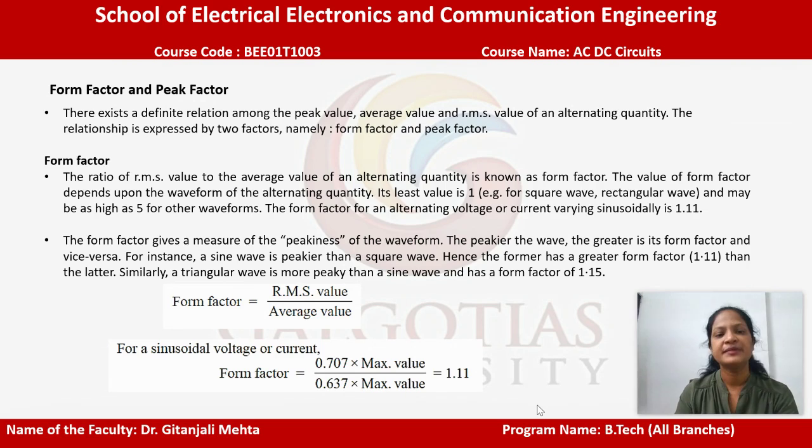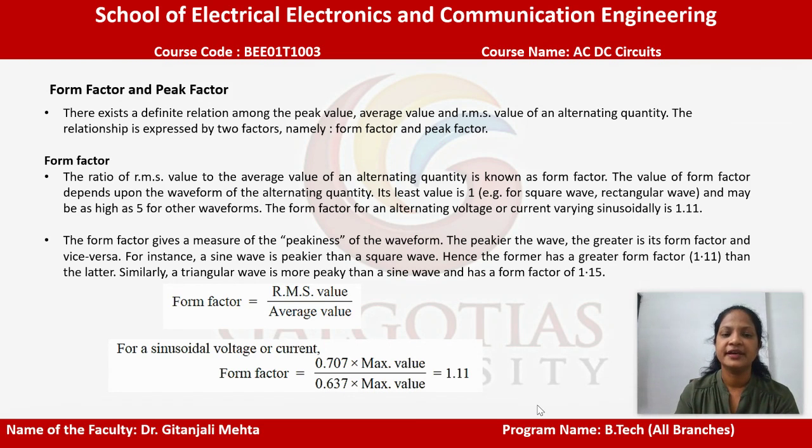The form factor gives a measure of the peakiness of the waveform. The peakier the wave, the greater is its form factor and vice versa. For instance, a sine wave is peakier than a square wave. Hence, the former has a greater form factor of 1.11 than the latter. Similarly, a triangular wave is more peaky than a sine wave and has a form factor of 1.15.